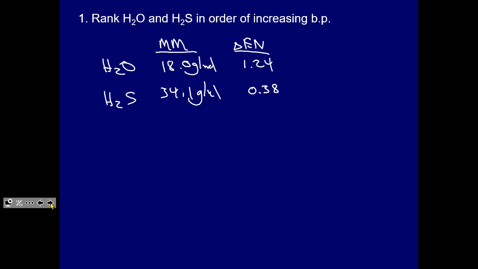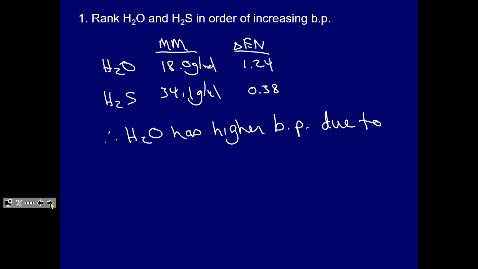1.24. Okay. So there's that very high delta EN for the water, which indicates that it's hydrogen bonding. You can see here this falls under the non-polar now that we use the textbook that we're using. Even if we were using the last textbook, that was 0.2. It's just weakly polar. It's got greater London forces, but we're going to just say H2O has the higher boiling point due to H bonding.